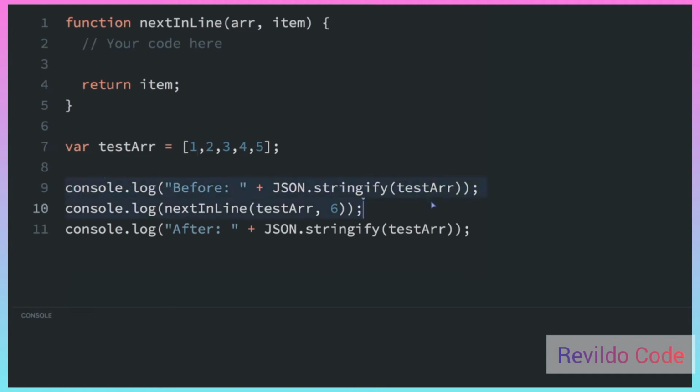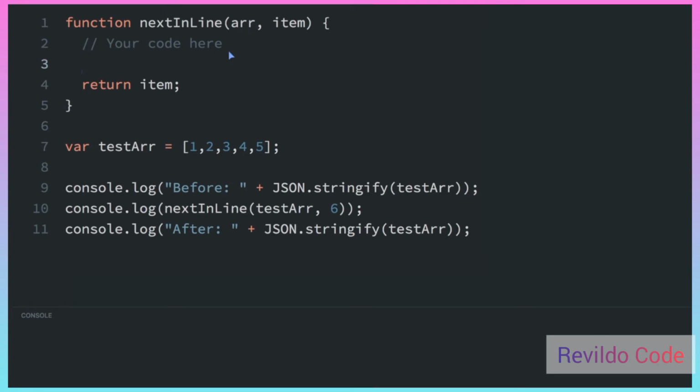So you see we have some console.log set up. It should show what the array looks like beforehand, and then show what it looks like afterwards. JSON.stringify is just a way to change an array into a string that can easily be printed out to the screen. So to do this, we're just going to have to do two things that we've learned about already.